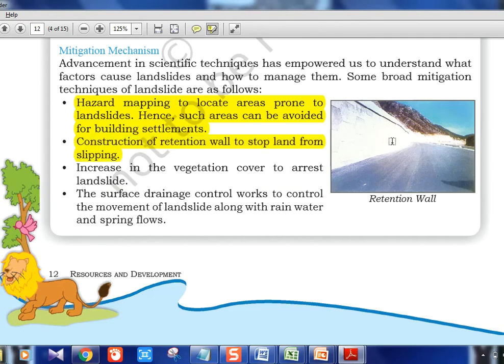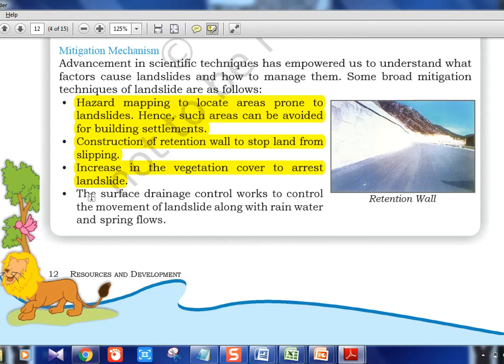Such retention walls will be there in most hill stations, so that rocks don't fall off. This is a human-created wall. Increase in the vegetation cover to arrest landslides. Trees and all will bind the soil tightly, so that erosion or stones falling down can be stopped. So, increasing the vegetation cover.